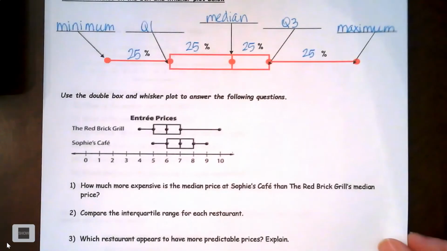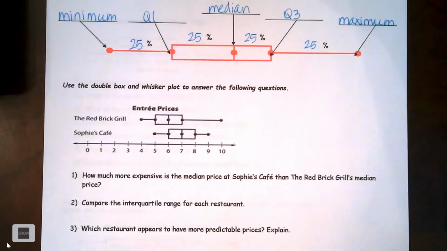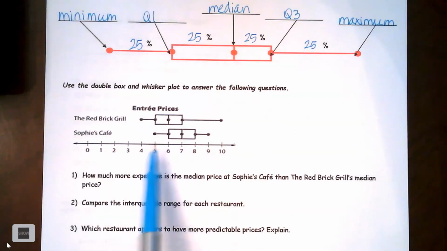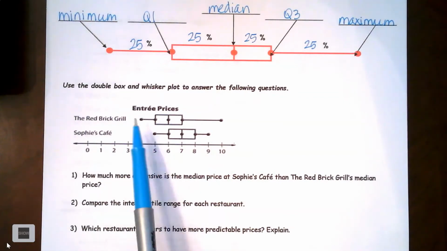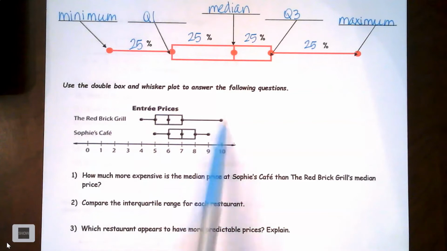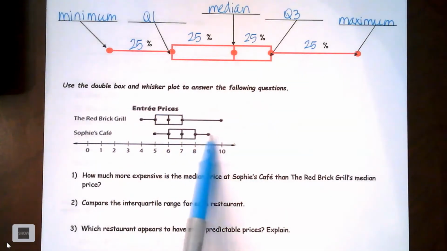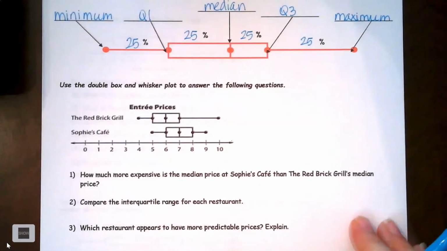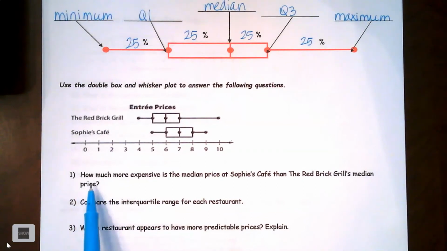Alright, so what we're going to do is practice just reading them now that we know the parts. This is called a double box and whisker plot because there are 2 of them. You read them the same. We have 1 number line. You see there's 1, 2, 3, 4, 5 parts. 1, 2, 3, 4, 5 parts. So we have all the parts that we need.